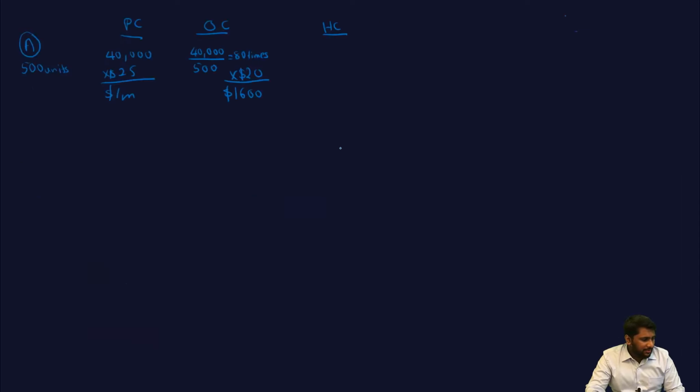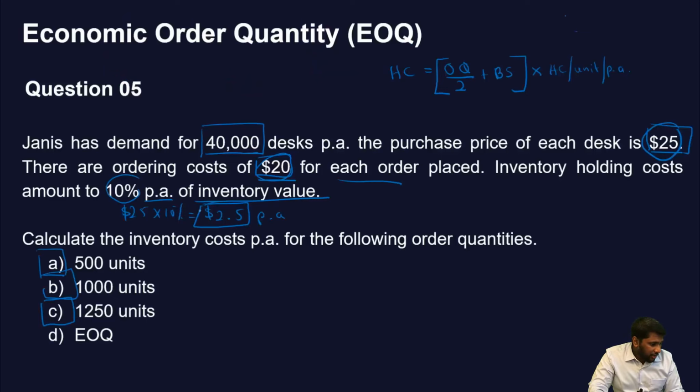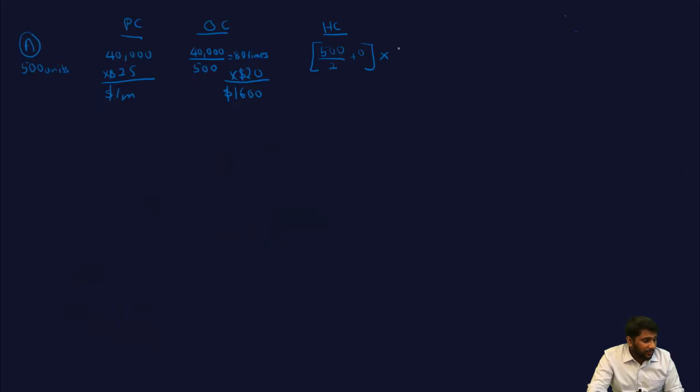So here in this particular example, according to manager A, order quantity is how many units? Per time order quantity 500 units. So 500 divided by 2 plus buffer stock, which is not given in this question, so it is 0, into holding cost per unit per annum. To hold 1 unit per annum, what is the cost? It is $2.5.